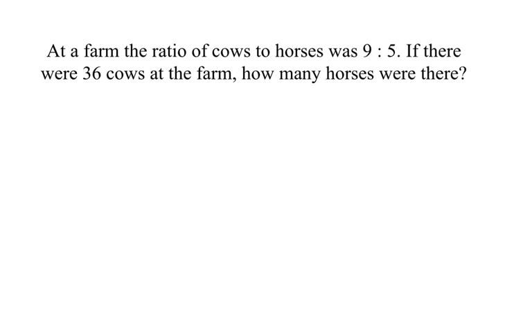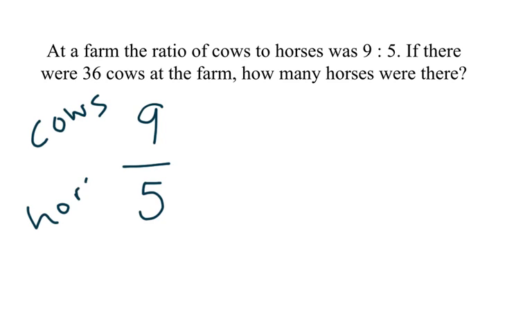All right, so let's write down our first ratio, and we're going to write it exactly like it says. So we're going to write 9 to 5. We're going to write it as a fraction. And let's remind ourselves that the 9 was the cows and the 5 was the horses. And then we're going to look at the next set of numbers that they have. If there were 36 cows at the farm, how many horses were there?